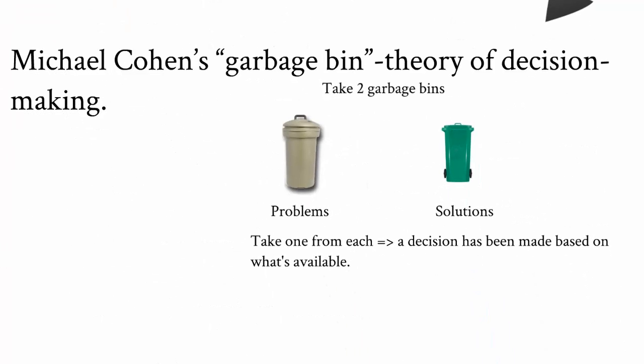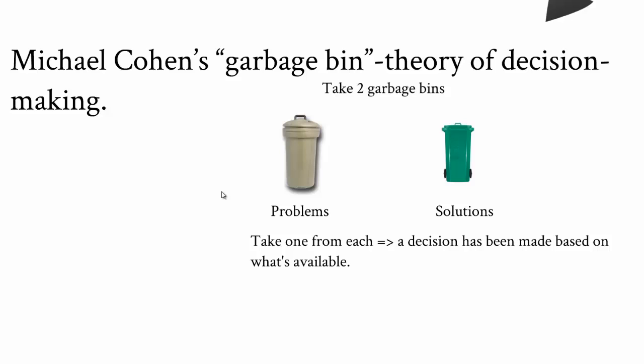And this really calls to mind Michael Cohen's garbage bin theory of decision making. This theory is based on this principle. You take two garbage bins, one contains problems and the other contains solutions, and a bunch of problems and a bunch of solutions, and you take one problem from one garbage bin and one solution from another garbage bin, and presto, that's how a decision has been made. Effectively, it says that when you make decisions, the decision making is based on what's available at hand for the decision makers when they're sitting around the table.